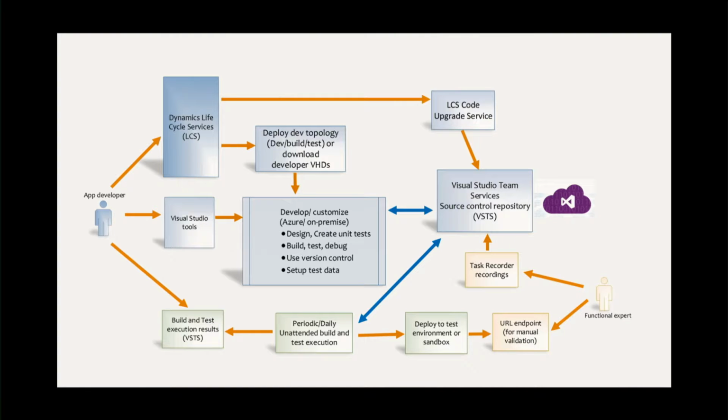And these task recordings, as the functional experts are recording them, he or she can convert them into XML files that also get checked into VSTS. Once they are in your source code repository, the developer can grab them from there, sync them, and turn them into test code. There's a tool that automatically converts anything that your functional expert has run into test code that can run in your build system.